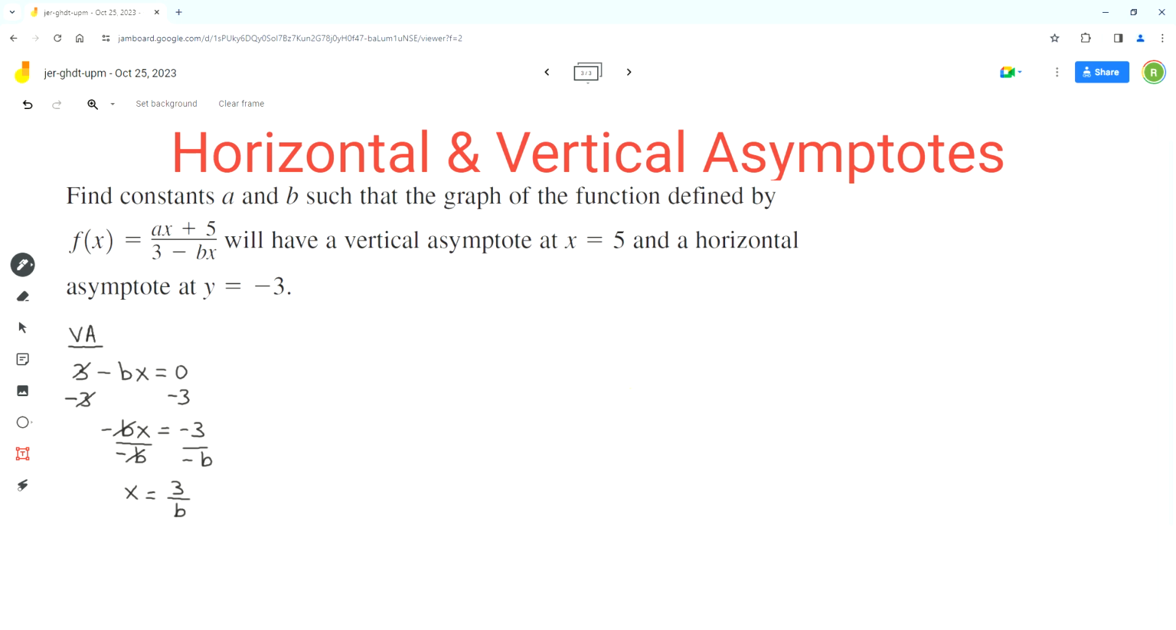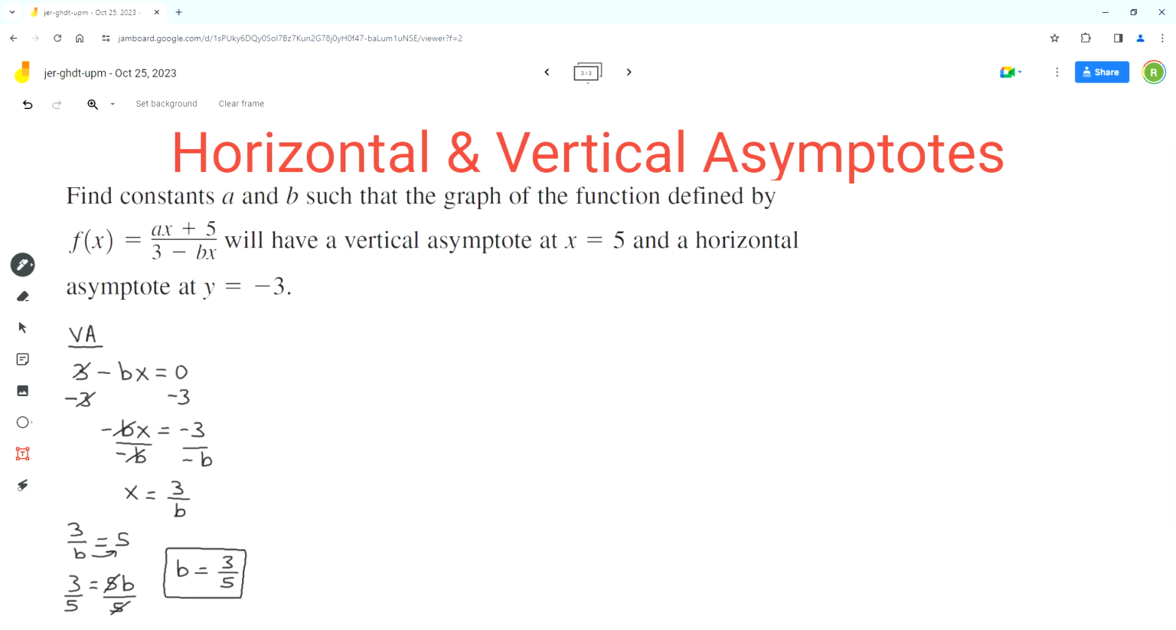Now we are given that the vertical asymptote is at x equals 5. So we can make 3 over b equal to 5 and solve for b. So we can cross multiply the b to the right side. So we get 3 equals 5b, and now we can isolate b by dividing both sides by 5. So the 5's on the right side get cancelled out and we are left with b equals 3 over 5. So this should be the final answer for the value of b.